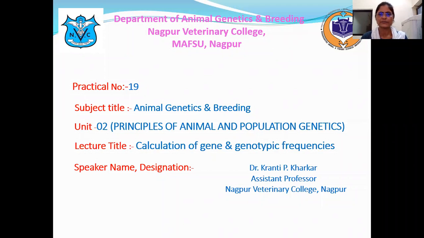Hello dear students, our today's topic is from Unit 2, Principles of Animal and Population Genetics, practical number 19, and the title of the practical is Calculation of Gene and Genotypic Frequencies.